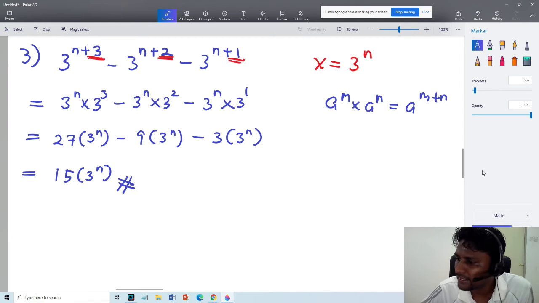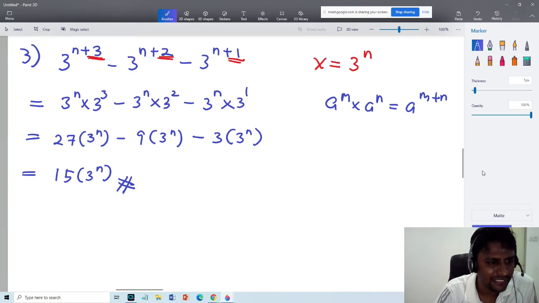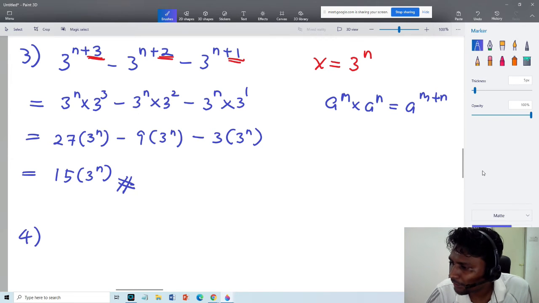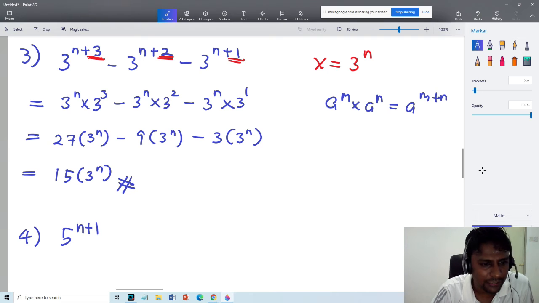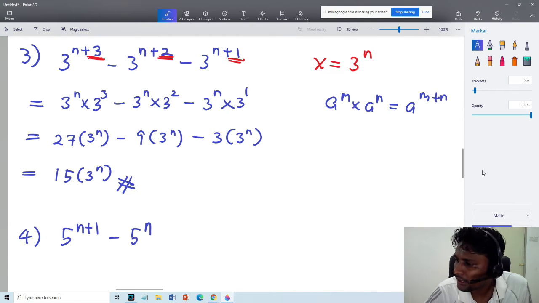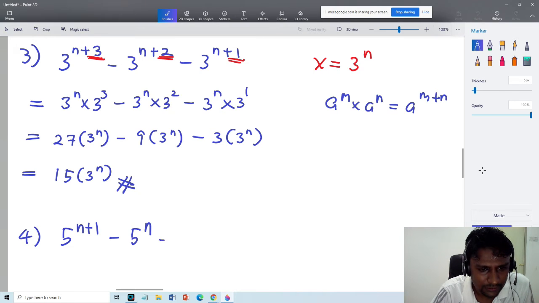I go for the next question. Okay, I give you another chance where you can try one more question. Okay, let me try this question. Number 4. The question is 5^(n+1) minus 5^n, and then minus 5^(n-1).